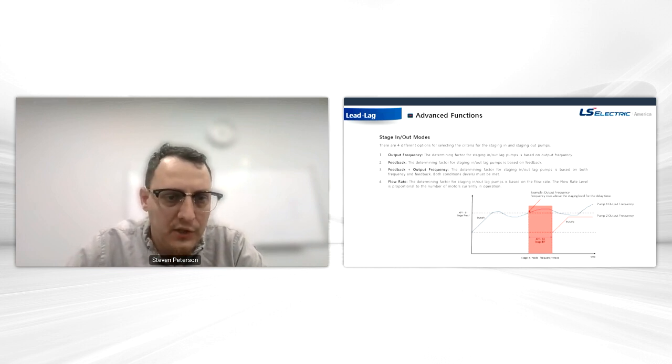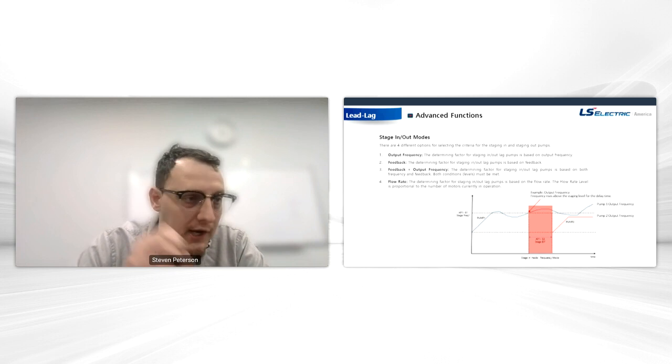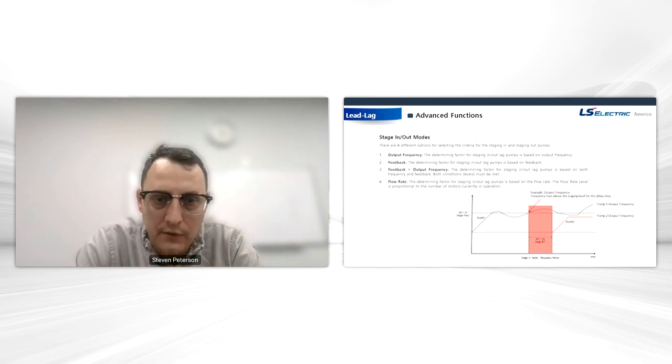And lastly, not too many people use this, but it is an option: you could do it just based on flow. You can run flow meters directly to these VFDs, and you could use that to stage in or stage out. So low flow, high flow, stage in, stage out.